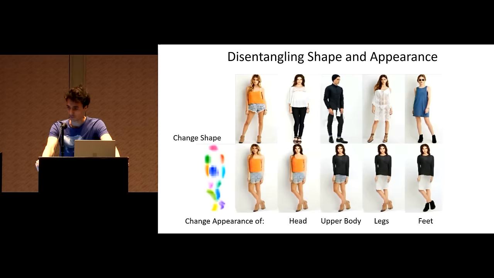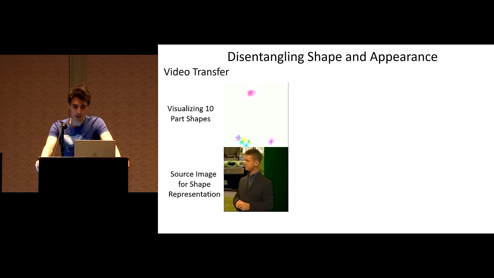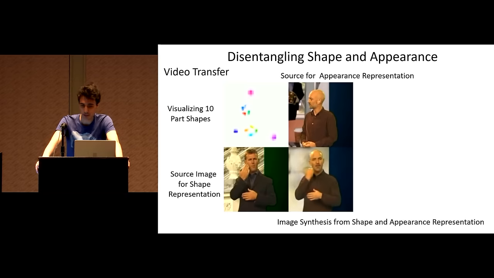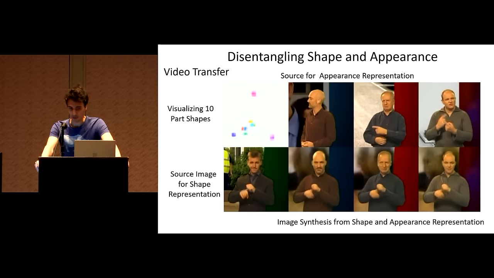Okay, so let us now take a look at the video transfer. In the top image, we see 10 part shapes, which are encoded from the bottom frame. And by combining the shape representation with an appearance encoding from a different video, we can generate a smooth appearance transfer video. And remember again that here both the shape and the appearance representation are learned without supervision.